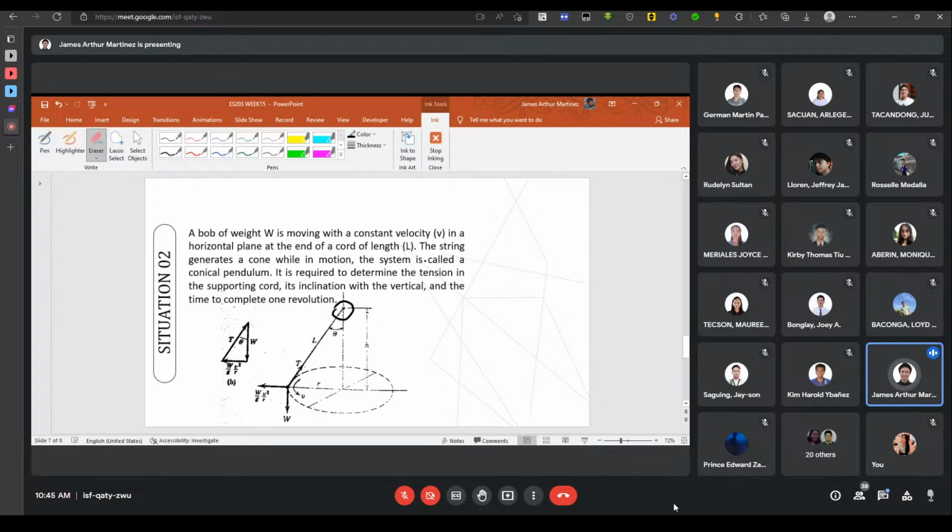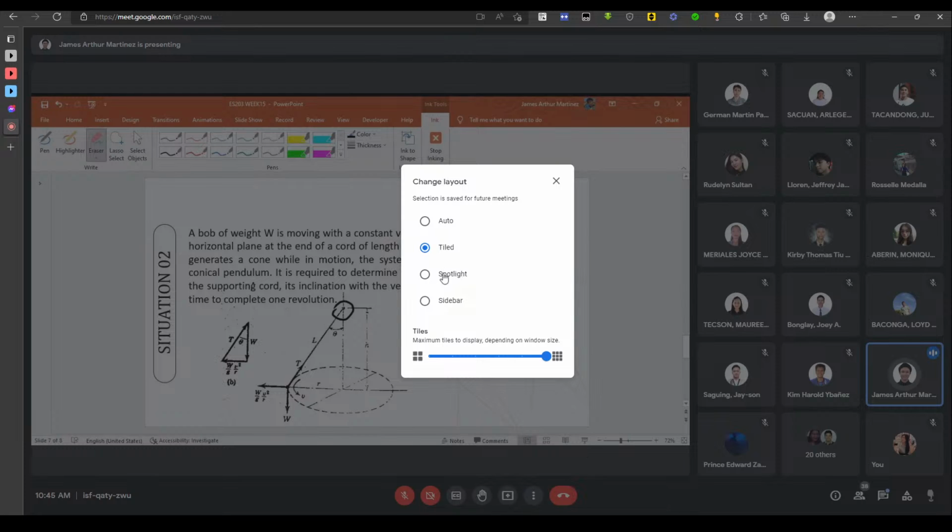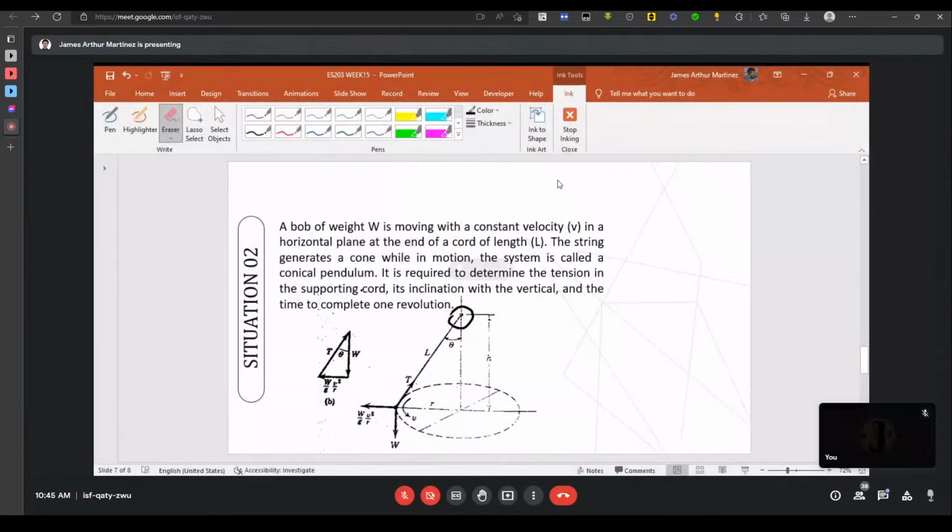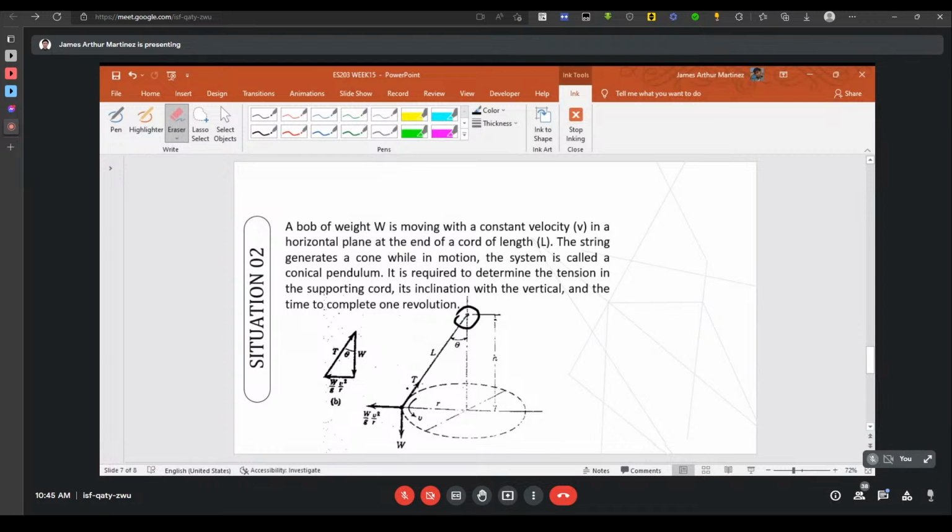It states here that the system is called a conical pendulum. It is required to determine the tension in the supporting cord, T, and then the inclination with the vertical axis, the angle of inclination with the vertical axis, and the time to complete one revolution.